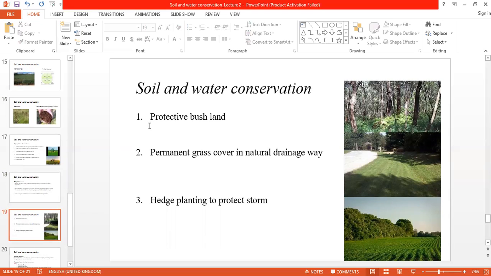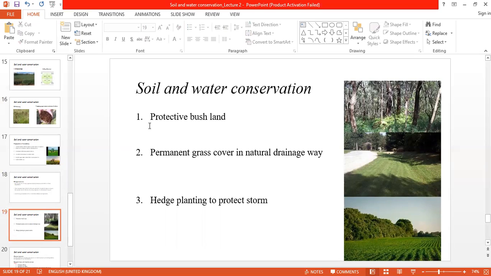Then the other example is a permanent grass cover in drainage ways. So if you have natural drainages, you just plant grass in the drainages so that you reduce the erosion of the drainage itself. Or you can plant grass in a gully so that it doesn't expand. So that's another example of a biological measure which is not agronomic.